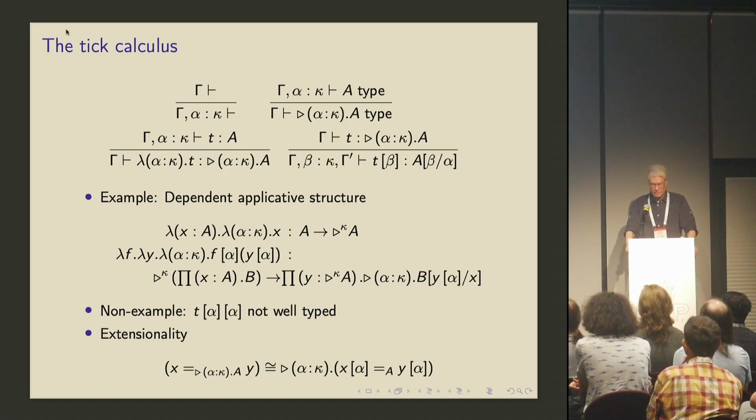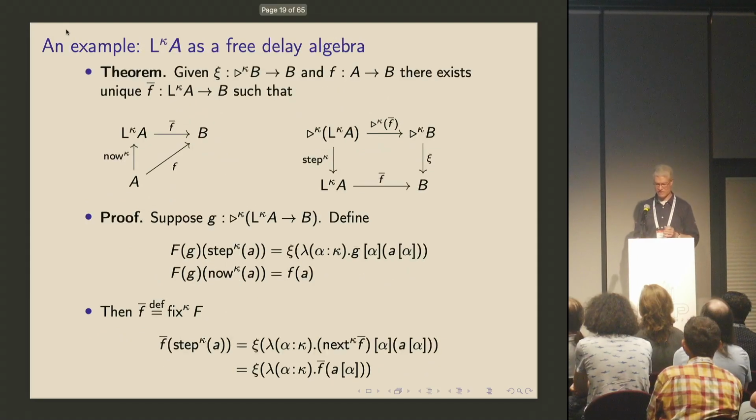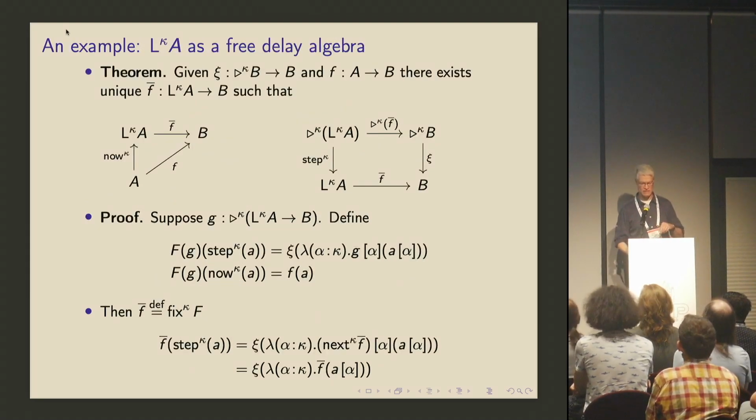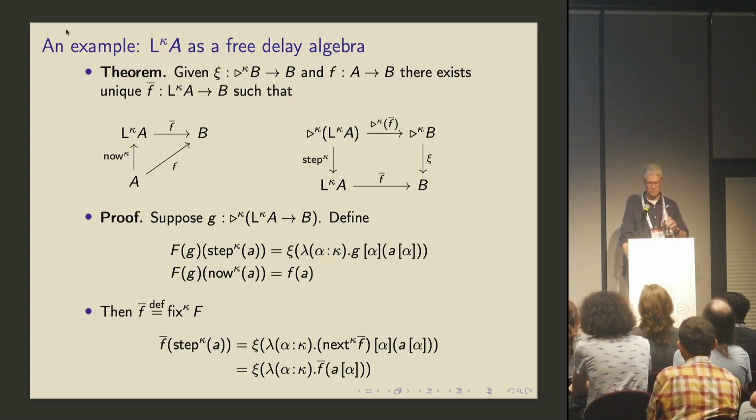Okay, and another place where this is used is for the extensionality principle for later. So two elements of later types are equal if it's later true that the things that they deliver in the next time step are equal. So we can use the tick here to talk about the thing that they deliver in the next time step. Okay, so let me give a short example of reasoning in this type theory before I move on and talk about semantics.